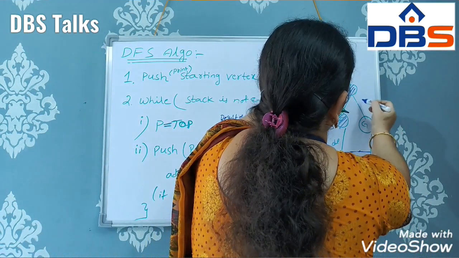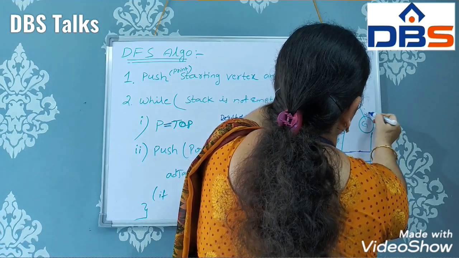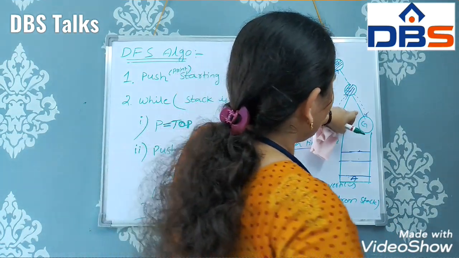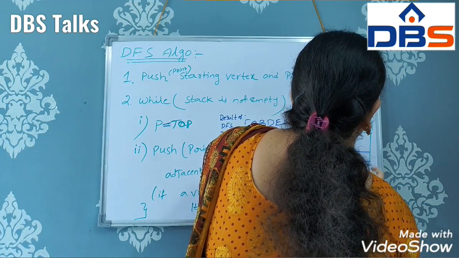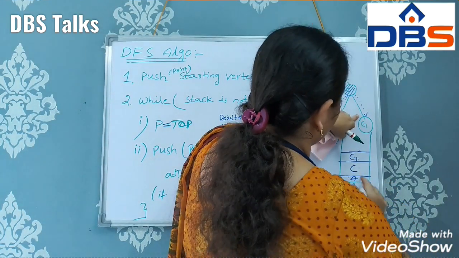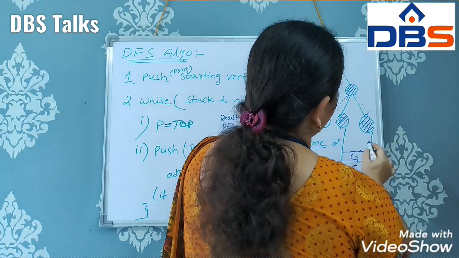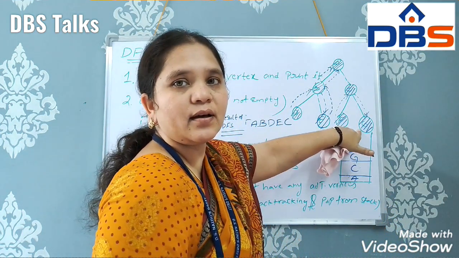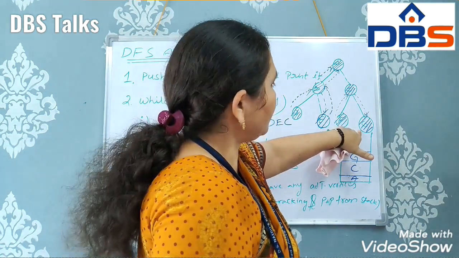But from C, what do we have? F and G. F is already visited. G is not visited, so we can take G as the top of the stack. You can place this. G is already visited. Next from G, are there any adjacent unvisited vertices? No, there are no adjacent unvisited vertices for G.